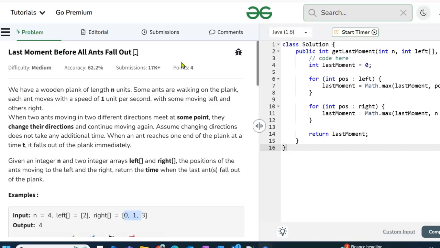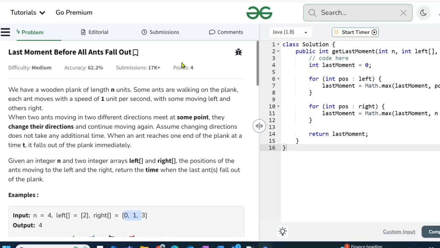Some are moving left, some are moving right. When two ants moving in different directions meet at some point, they change their directions and continue moving again. By change their directions, it means they turn around and start going in the opposite direction. Assume changing directions doesn't take any additional time. When an ant reaches one end of the plank at time t, it falls out of the plank immediately.